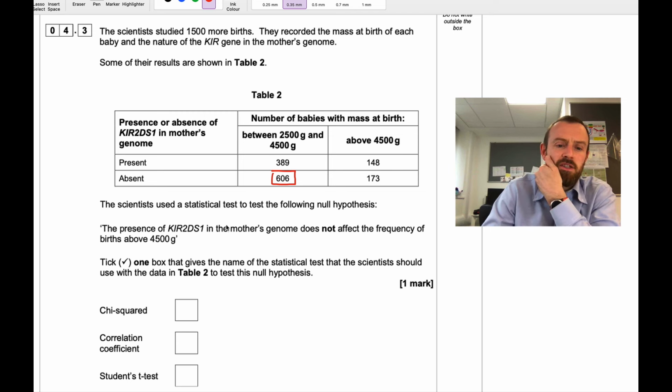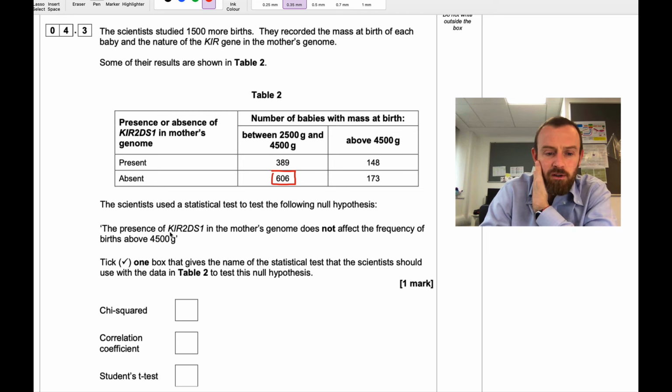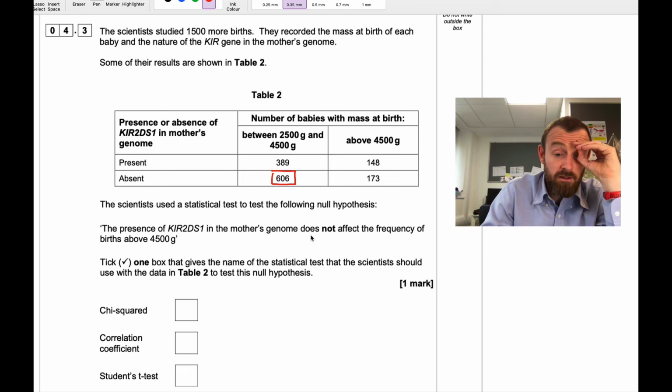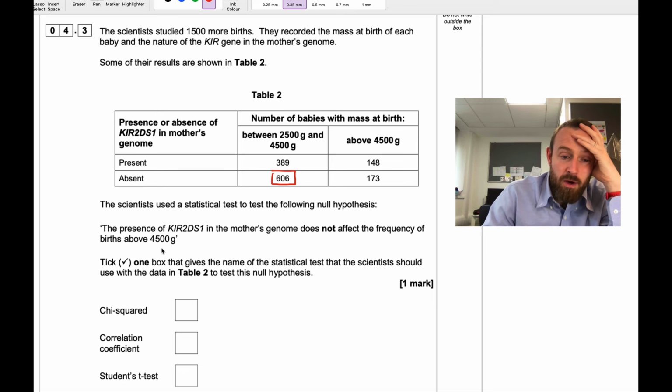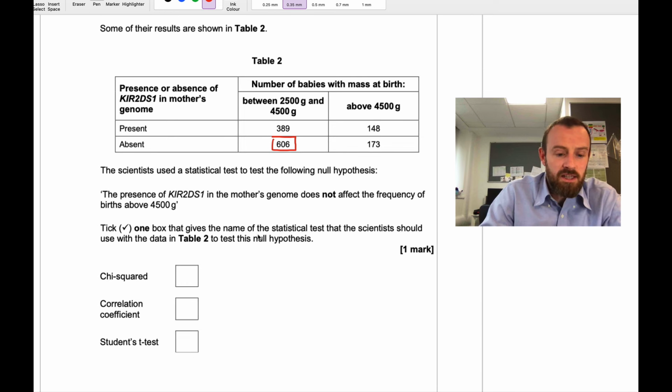The scientists used a statistical test to test the following null hypothesis. The presence of KIR in the mother's genome does not affect the frequency of births above 4,500. Does not affect. Tick one of the boxes that gives the name of the statistical test that scientists should use with the data. Okay, well, actually this is easier than I initially thought.